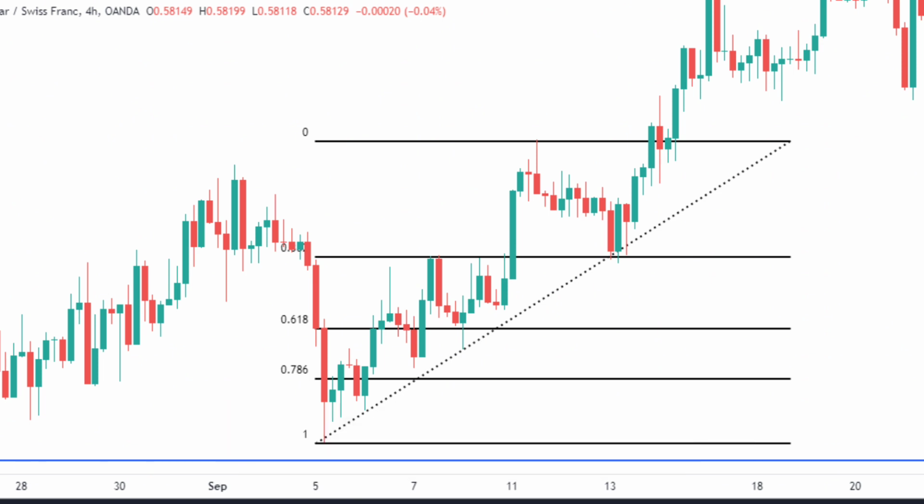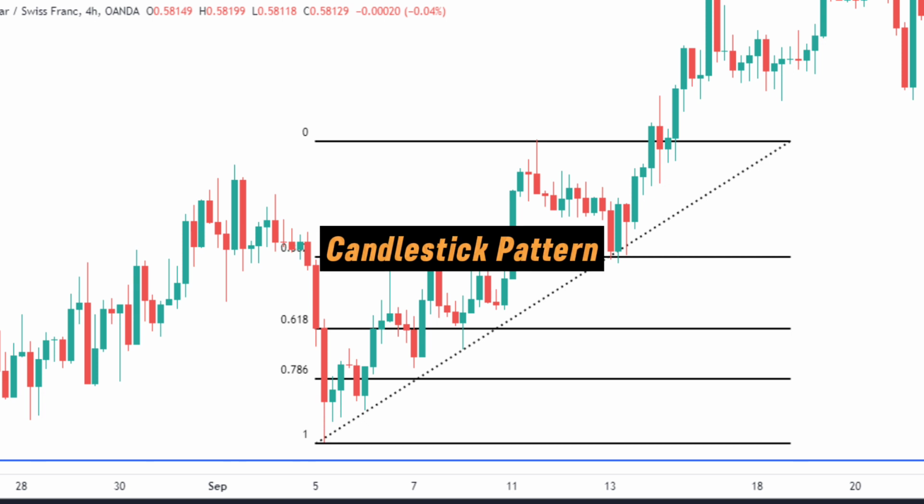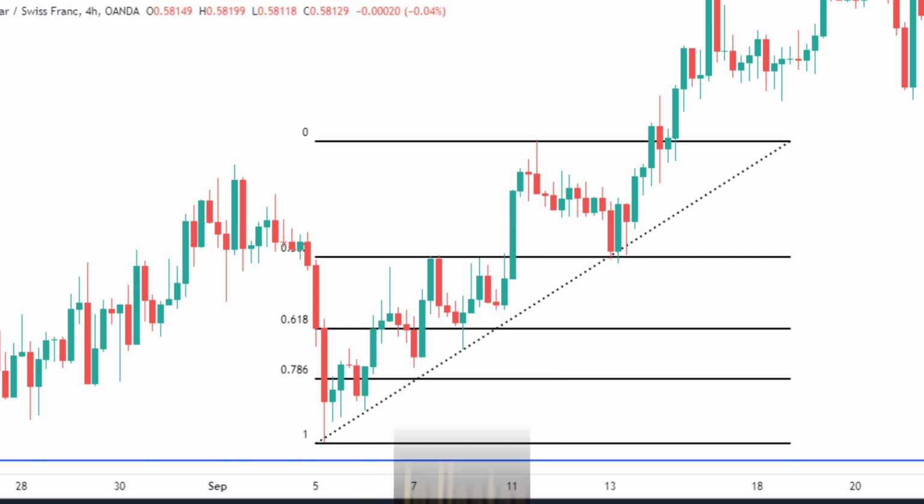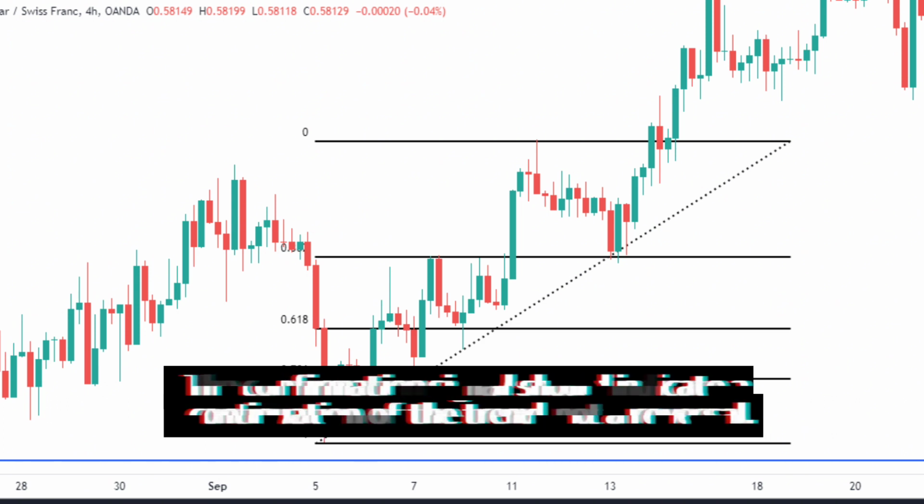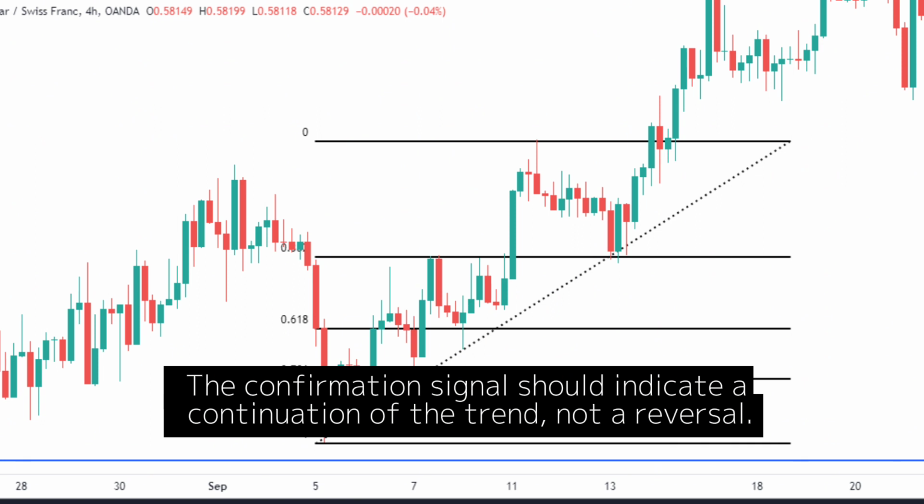The confirmation signal can be a candlestick pattern, a chart pattern, an indicator, or any other tool that you trust and use in your trading. The confirmation signal should indicate a continuation of the trend, not a reversal.